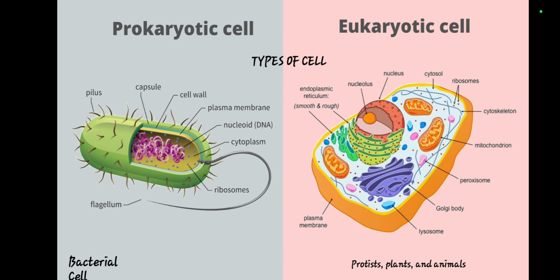And basically, prokaryotic is unicellular, while eukaryotic is multicellular. And take note, eukaryotic has a nucleus. Okay? That is the difference between prokaryotic and eukaryotic. Prokaryotic has no nucleus, but eukaryotic has. Okay? So those are the two types of cell.